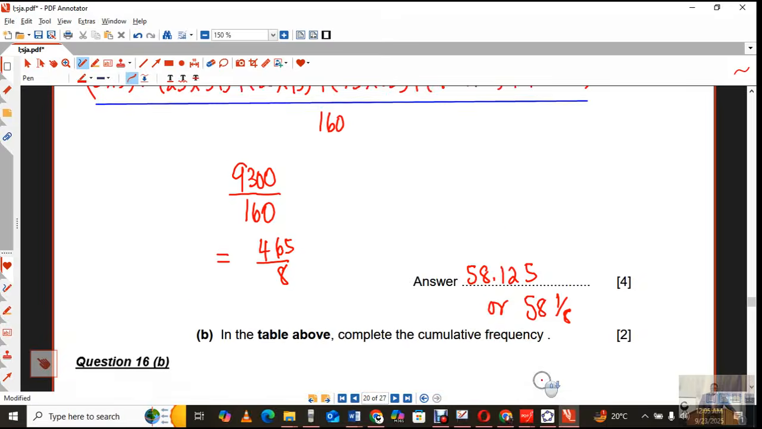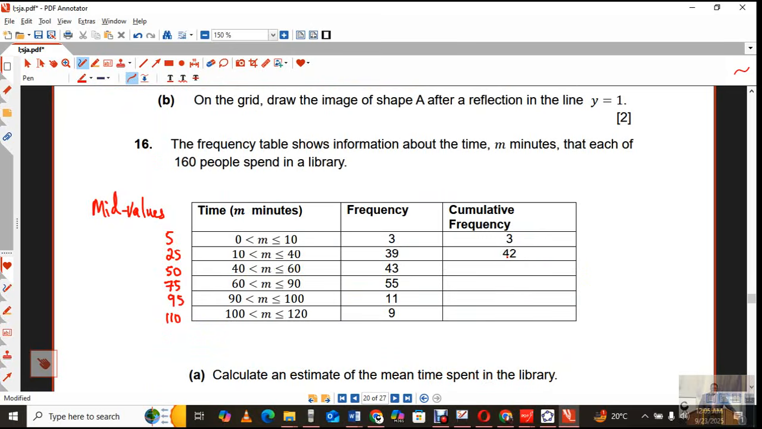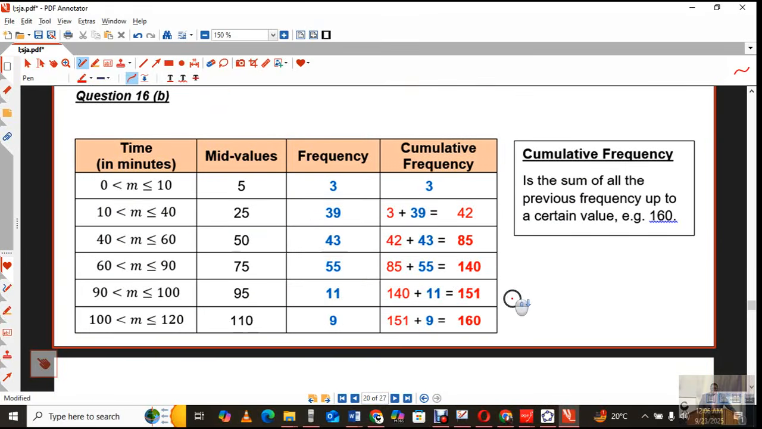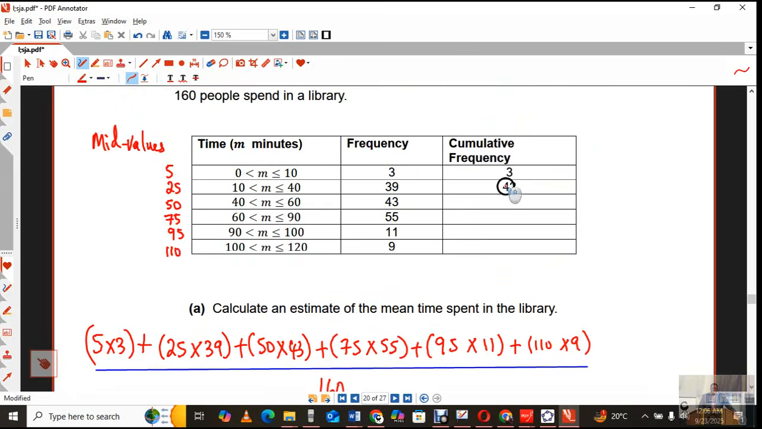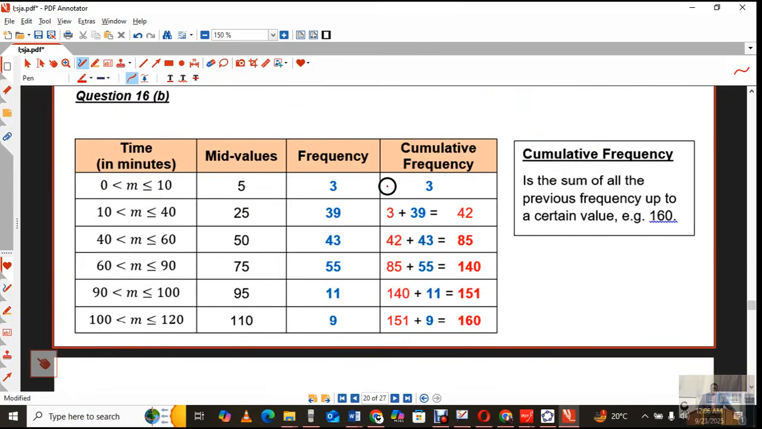Okay, right. So when they now say complete the table above, we have to complete the cumulative frequency part. I've done it here and also explained: the sum of all the previous frequencies must add up to 160. On our table we had up to 42. So the way we find it is, you will see that I have the frequencies here. 3 plus 39 gives me 42. 42 plus 43, the sum of all the previous frequencies, you add them up like that. 85 plus 55 is 140, 140 plus 11 is 151, 151 plus 9 is 160. You should end up at 160.